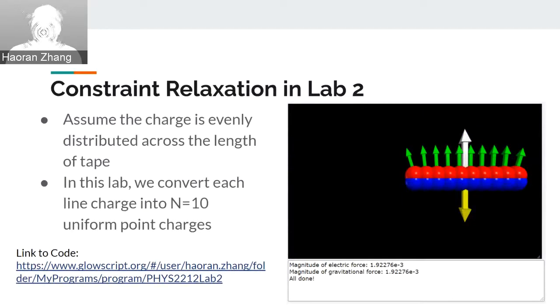In this lab, we relax some of the constraints, and we now assume the charge is evenly distributed across the length of the tape. In other words, each tape is a line charge now. For simplification, we convert each line charge into 10 uniform point charges, and we will take the sum of electric field or electric force components as the total quantity for the entire tape.